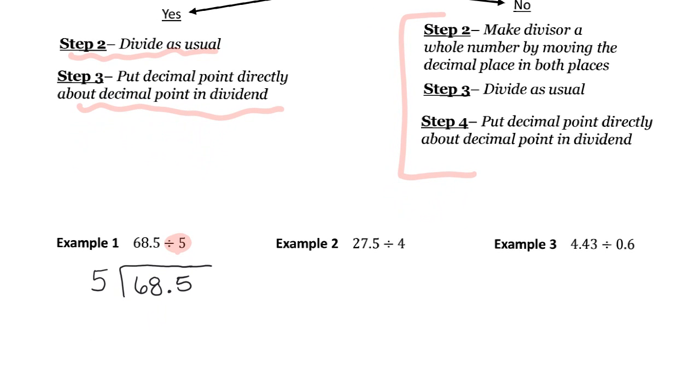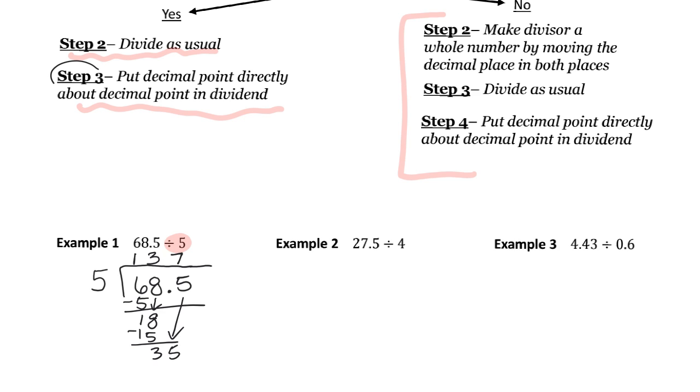All right, so how many times does 5 go into 6? Once. Minus 5, which is 1. Bring that 8 down. That goes in 3 times, which means we have 3 left over. Bring down the 5, and that goes in 7 times. But I know 5 doesn't go 137 times in the 68.5.